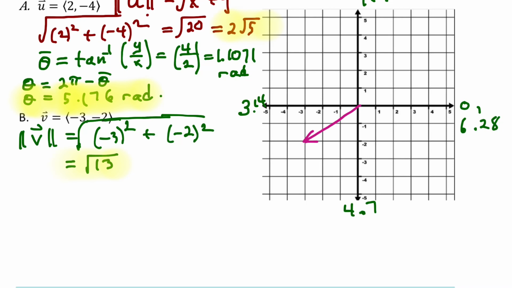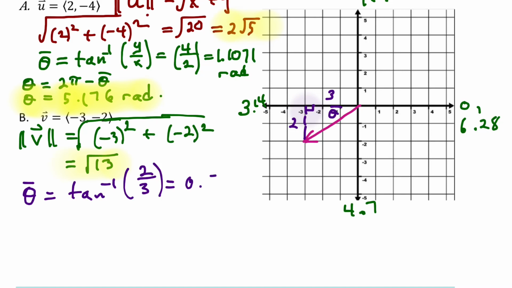Alright, so now let's find the reference angle. So I'm going to draw my right triangle. Okay, so I've got 3 and I've got 2. I'm just going to read it off of there. So I've got theta bar, which is there, is the inverse tangent of 2 over 3, which is 0.5880 radians.